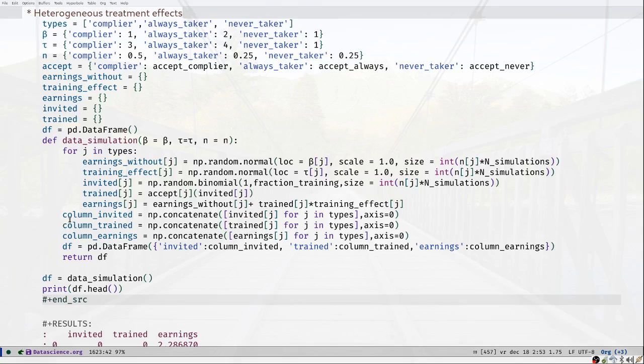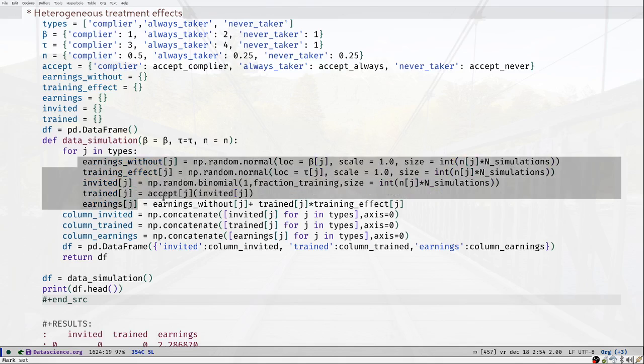So now to generate our data frame, we're going to create columns for each of the variables that we're interested in. And basically what the column does is it concatenates for each variable. So here for the invited variable, it puts together the vector invited for each of the types that we have. So first you loop through types and that's complier. Then in the second round that you loop through these, it's going to be the always takers. And the third time you loop through this code over here, it's going to be the never takers.